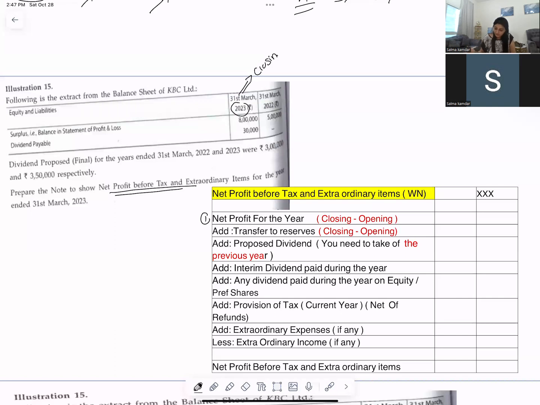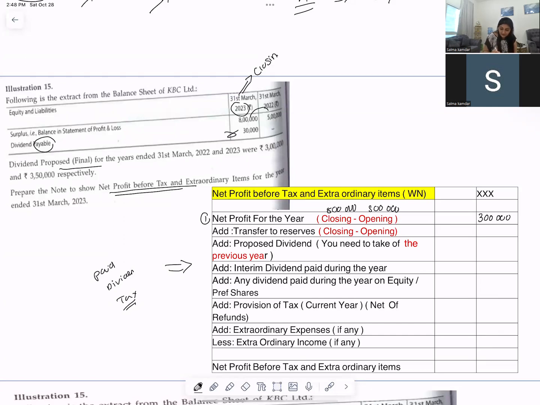So the net profit for the year, this is the closing minus the opening. So you will do 800,000 minus 500,000. You will get 300,000. You have dividend payable. As I have already told you, you will add back all the things that you have paid. That is the dividend, that is the tax, everything on paid basis. So dividend payable is ignored.